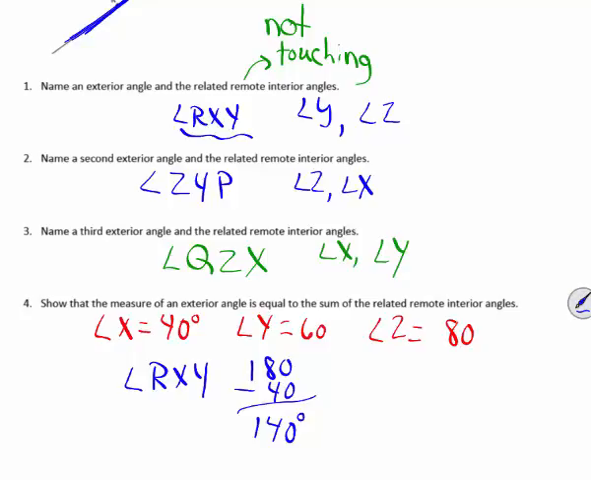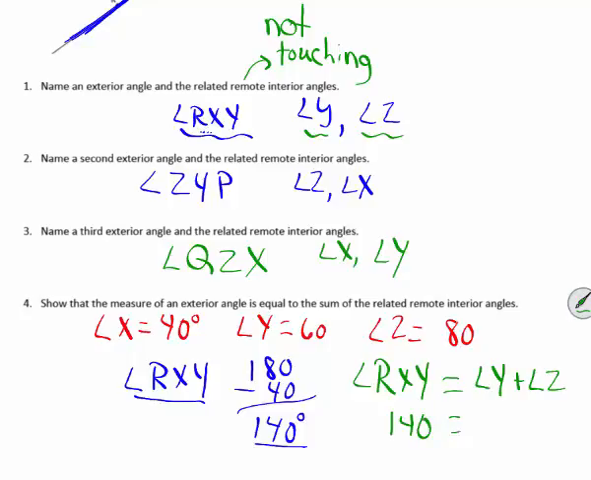Well, look what happens. This angle, which is your exterior angle, is the same as angle Y plus angle Z. So angle RXY equals angle Y plus angle Z. RXY we figured out was 140. Y we know is 60. Z is 80. So 140 equals 140. And that happens with any exterior angle. Any exterior angle is equal to the sum of the other two angles.